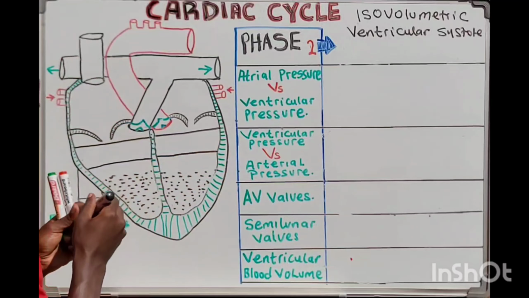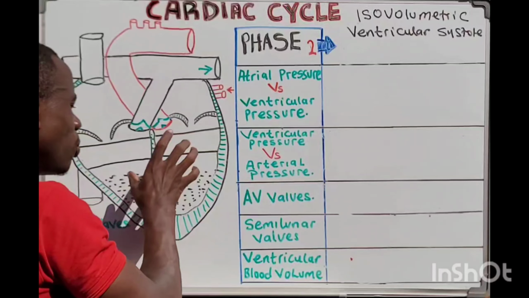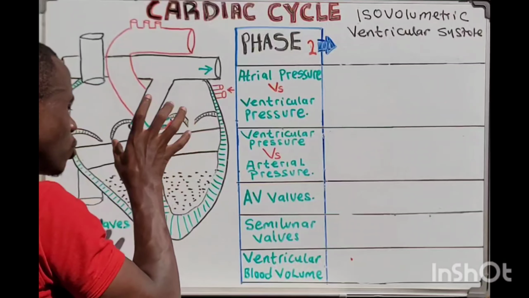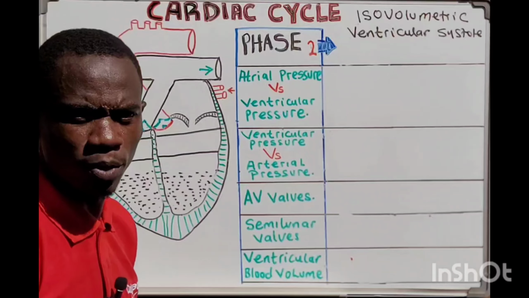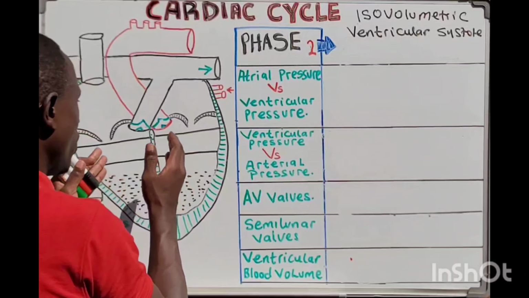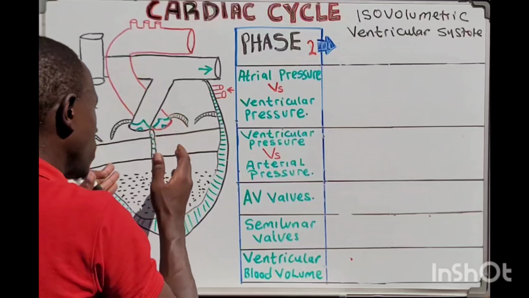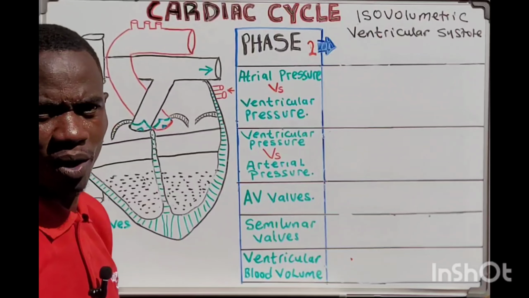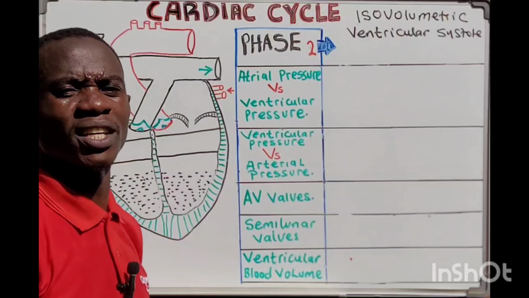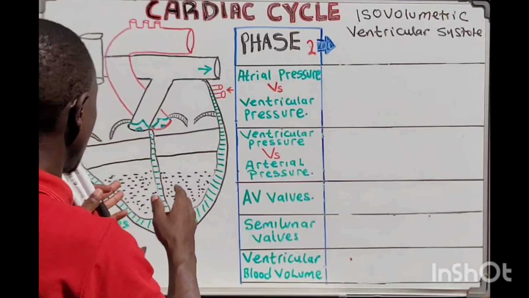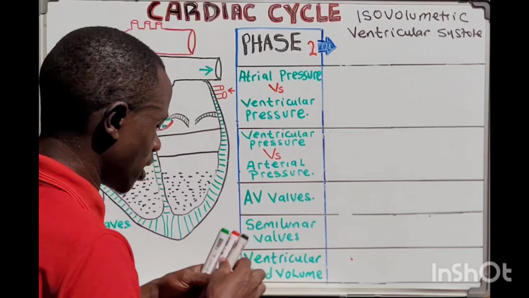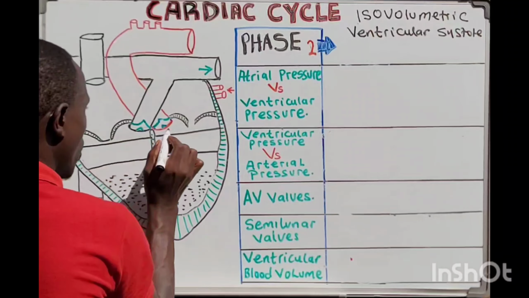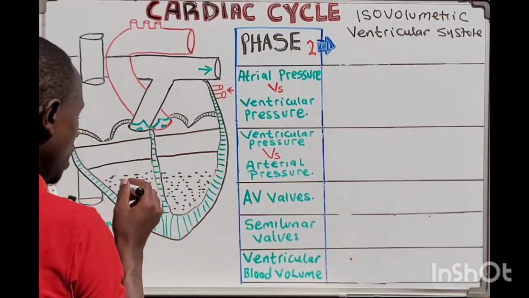Okay, meaning that during this time there is going to be an extensive amount of ventricular pressure. The pressure generated within the ventricles at this point is going to be greater than the pressure in the atria. Now, what's going to be the status of the AV valves? The AV valves are going to be closing. So we shall expect our AV valves to be closing.